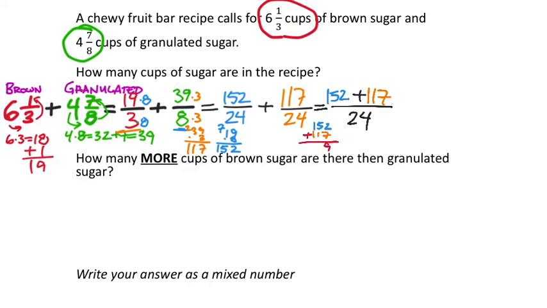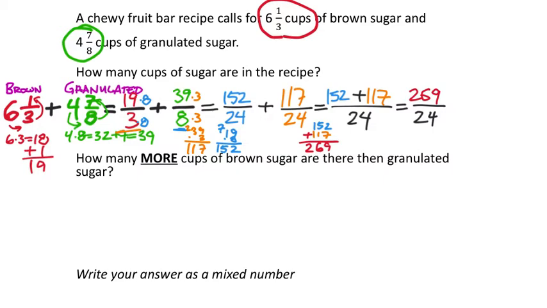2 plus 7 is 9. 5 plus 1 is 6. 1 plus 1 is 2. 269. For our new fraction, it's still in 24ths, but we have a new numerator of 269. 269 24ths. So let's see if this can be simplified.